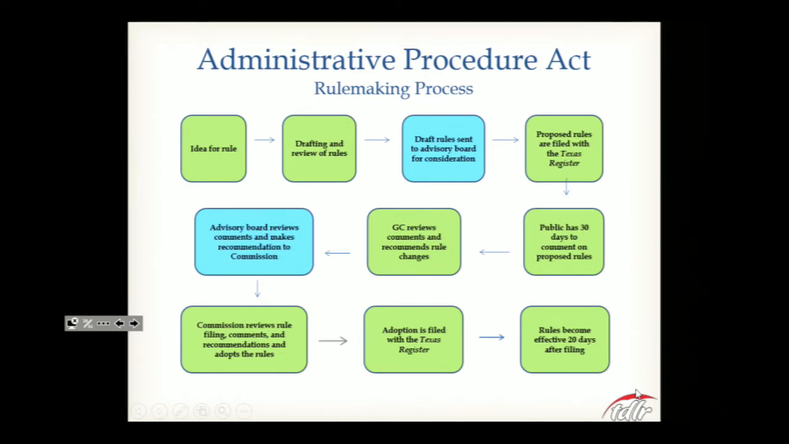And we have a new step generally before the rule will be sent to this body. We have to prepare a fiscal impact statement and submit that information to the governor's office. The governor's office has issued a letter to all state agencies asking to review any proposed rules. So before this body will actually see that, we'll have gone through the fiscal review process and the governor's review process.